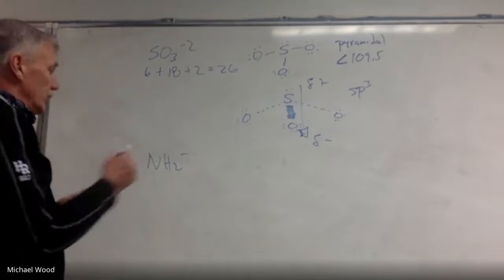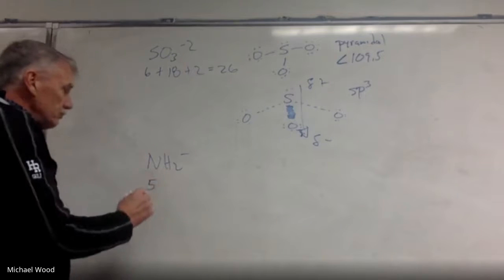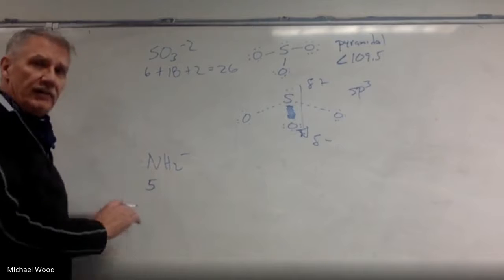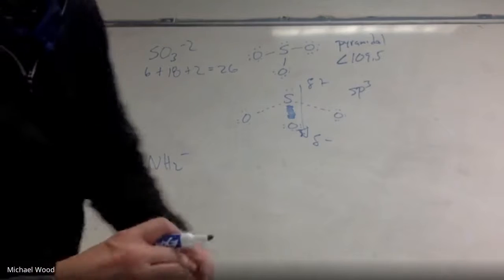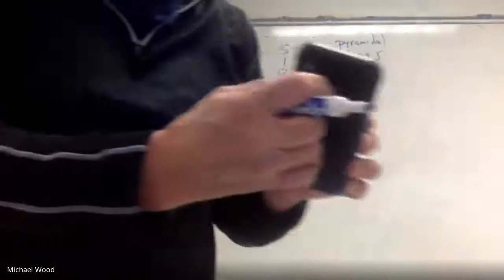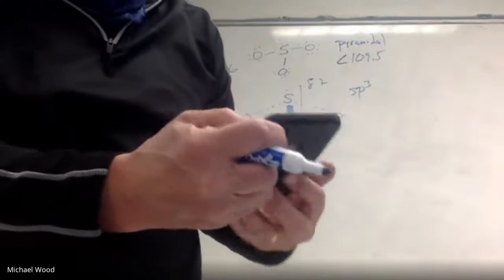Okay, but we're here to do the dots. So I've got nitrogen has 5 dots. Sorry, I didn't quite catch that. Could you please repeat it? My phone is talking to me. This is scary.